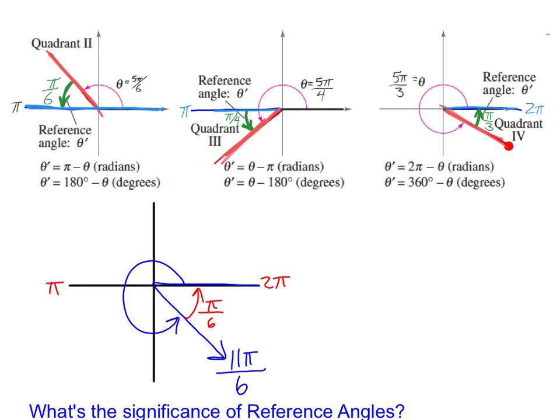11 pi over 6 is in the fourth quadrant. The reference angle here is pi over 6. We've seen that reference angle before, haven't we? Yeah. Okay? Negative 1/2, from 5 pi over 6, right?